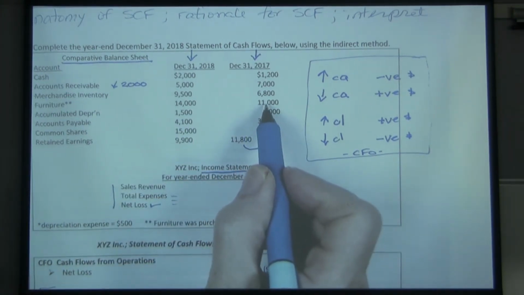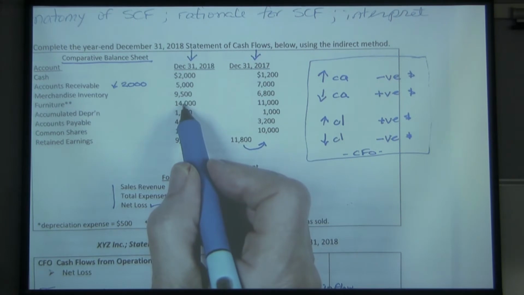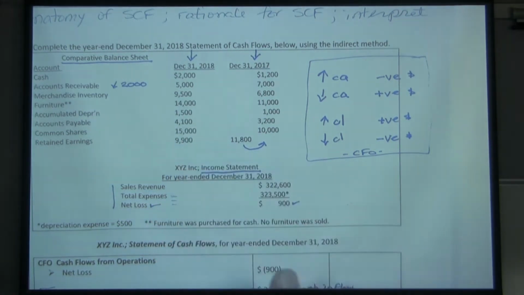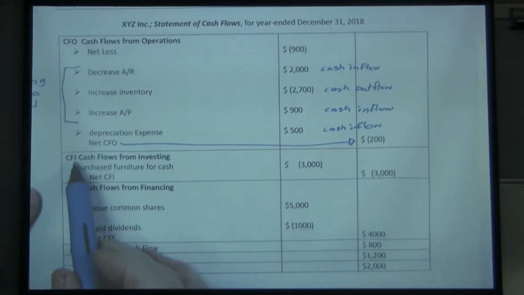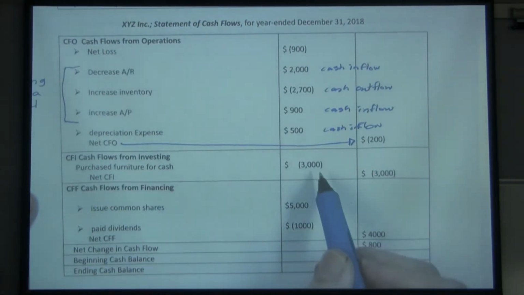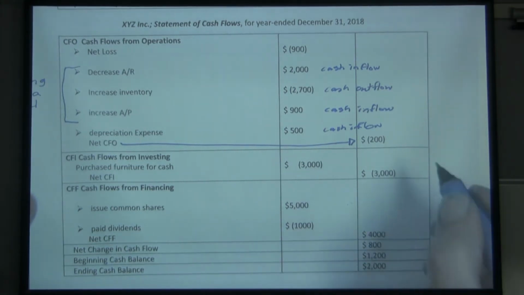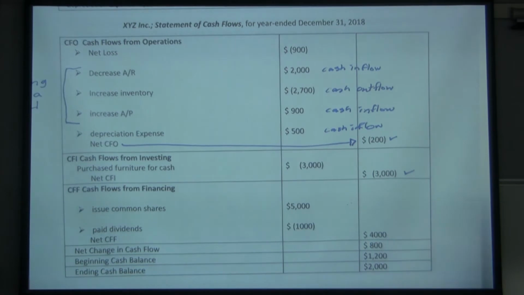Our furniture went from $11,000 to $14,000. So we spent $3,000 buying new furniture. So we'll note that under CFI, purchase new furniture. That's a cash outflow, obviously, because we spent money on furniture. So our CFI is negative $3,000. CFI section is usually pretty straightforward, usually just one or two items, a purchase of a PP&E asset and maybe a sale as well.